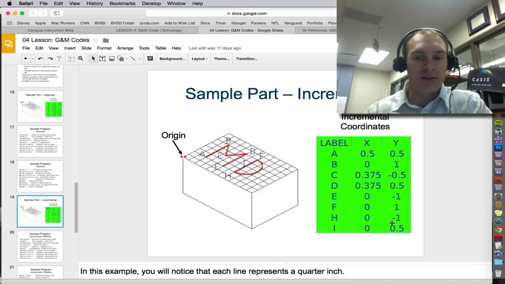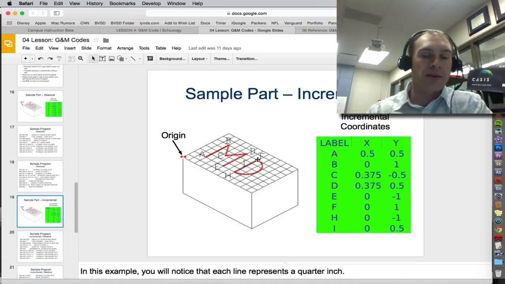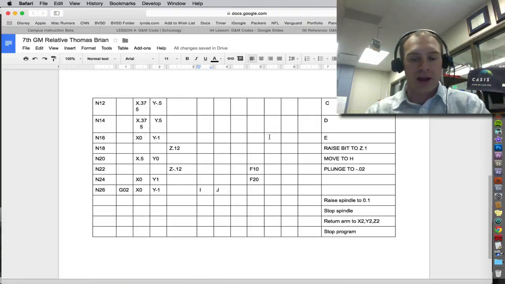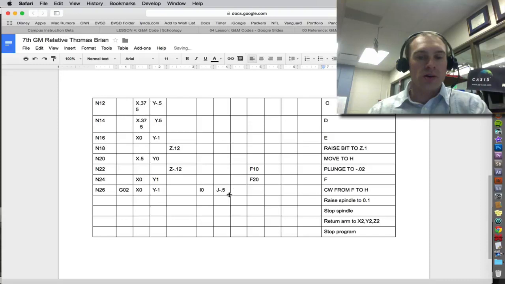So again, these coordinates are not quite correct. They may have gone a different order than I did, but if I'm going from F to H, I is 0 in the X direction and negative 0.5 in the Y direction. So I have an I of 0 and a J of negative 0.5. And that is clockwise from F to H. And this one is to point F. So that should do it.